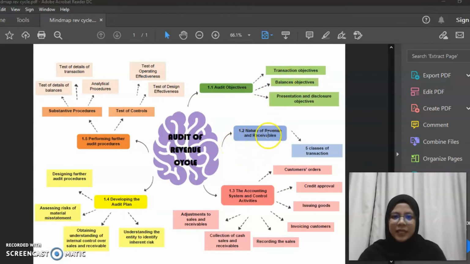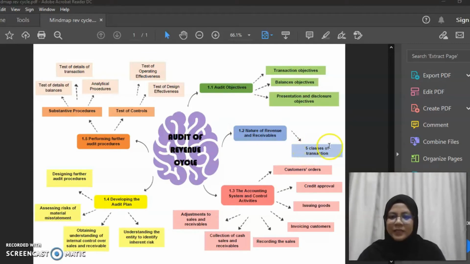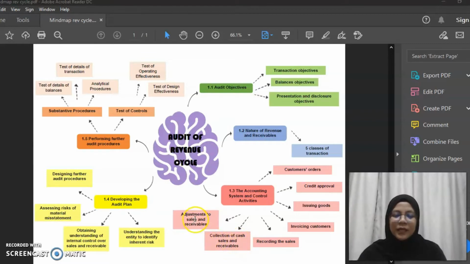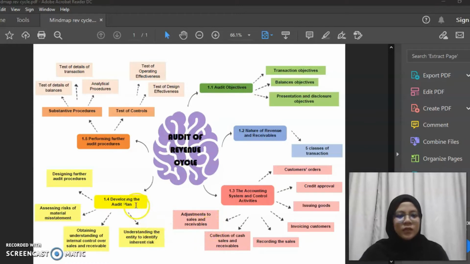The second part is nature of revenue and receivable. So we will understand 5 classes of transaction. And the third part is the accounting system and control activities that has 7 processes, which start from customer order, credit approval, issuing goods, invoicing customer, recording the sales, collection of cash, sales and receivable, and finally adjustment to sales and receivable. So the fourth part is developing the audit plan.